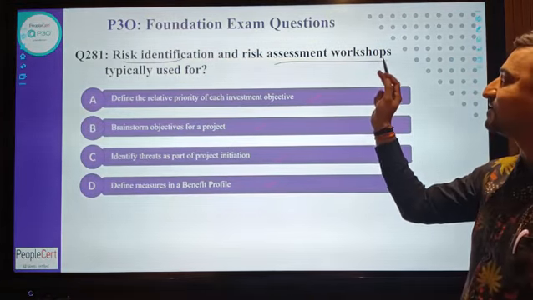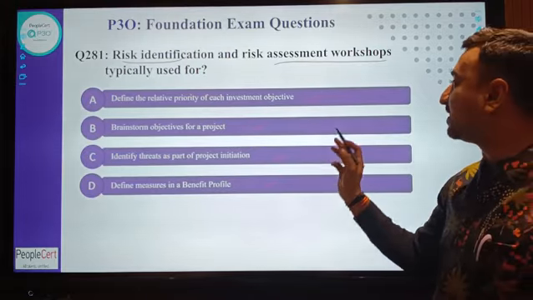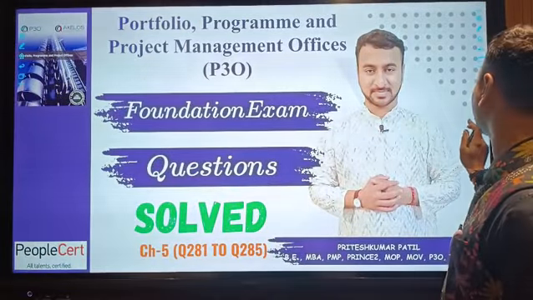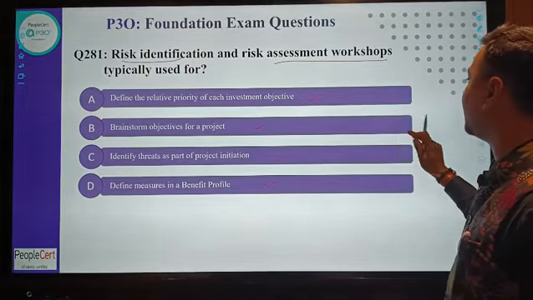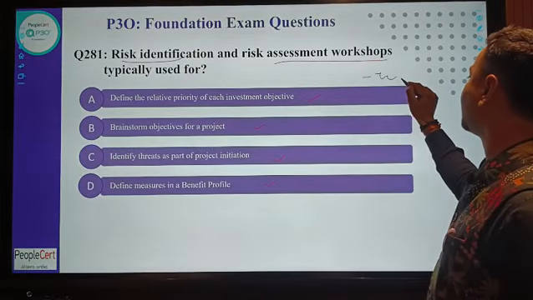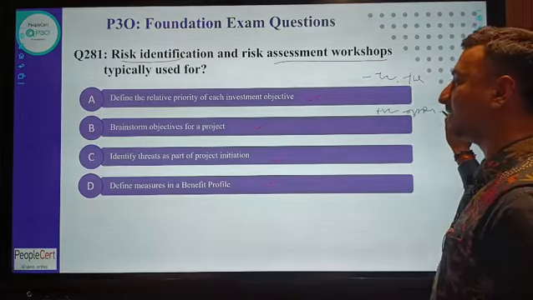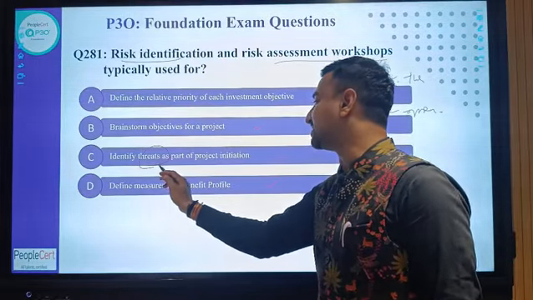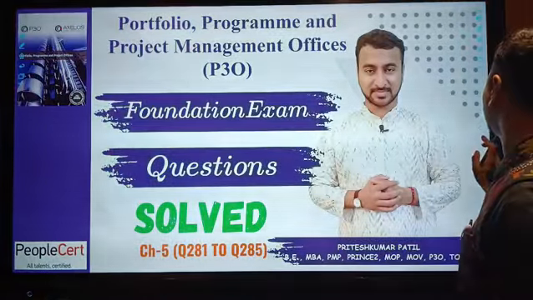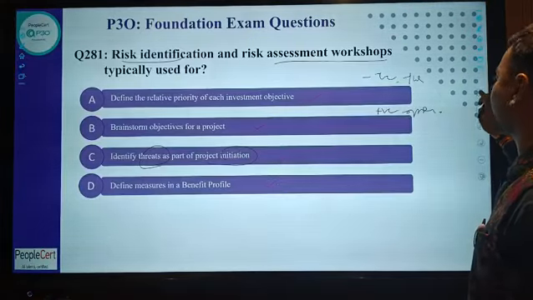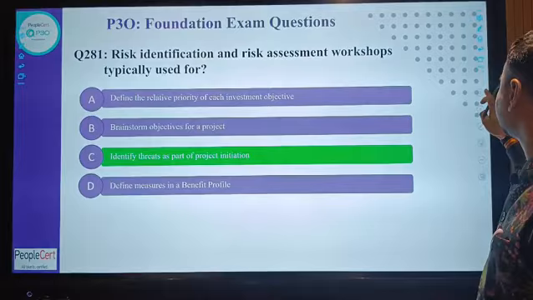Now, risk identification and risk assessment generally are related to risk, where there are two types of risk. If it's a negative risk, we call it threat, and if it's a positive risk, we call it opportunity. Here they ask identify threats in project initiation. So I believe C would be the most correct answer here. Let's see what would be the correct answer. Yes, that would be the correct answer. Let's move to the next.